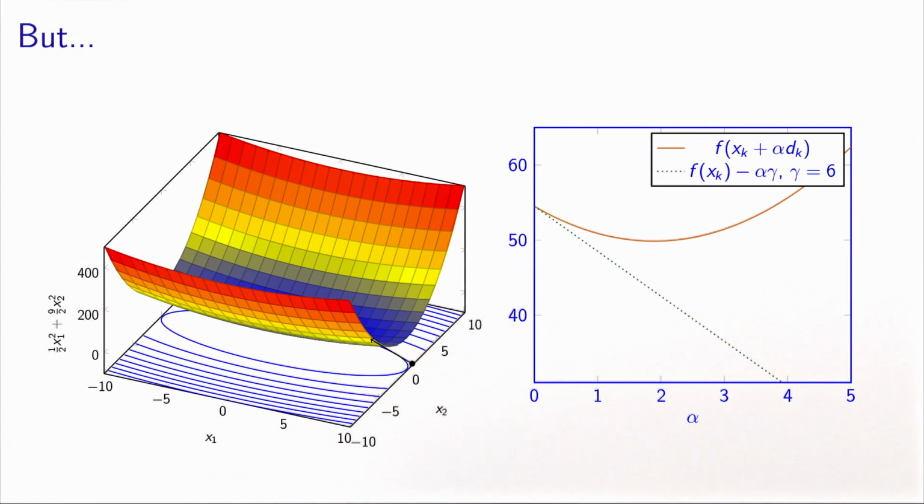But in this case, the line is strictly below the value of the function for every alpha different from 0. The reason is that along this direction dk, as you can see, the function is relatively flat. So we cannot be as demanding as before because we are in front of a relatively flat direction. The use of gamma equals 6 is not appropriate anymore. We should be more flexible and use a lower value of gamma.